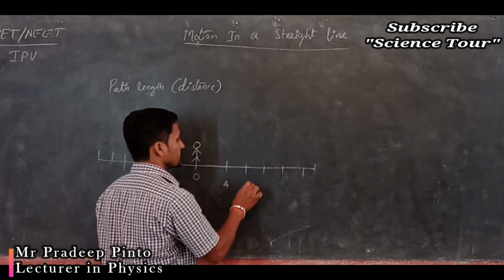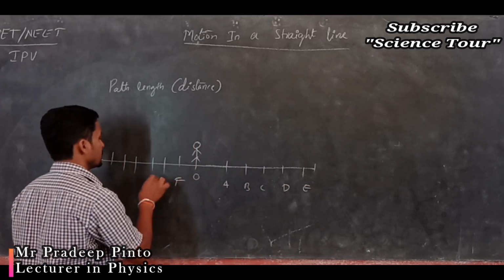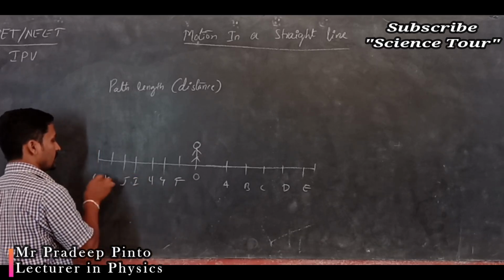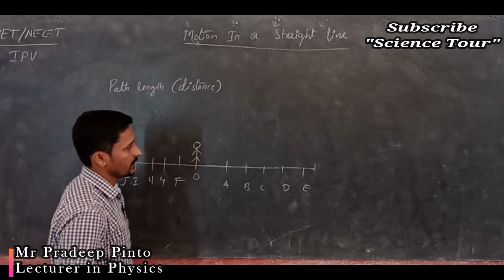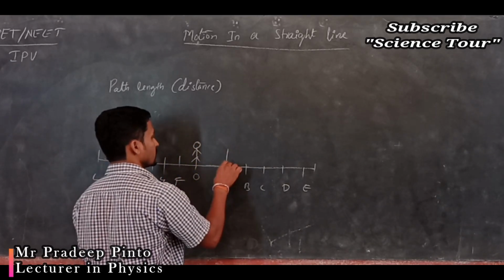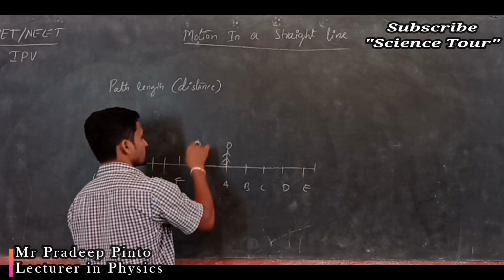So this is A, this is B, this is C, D, E, F, G, H, I, J, K, L. All are 1 meter away. Now what happens? This person goes here and comes back here.